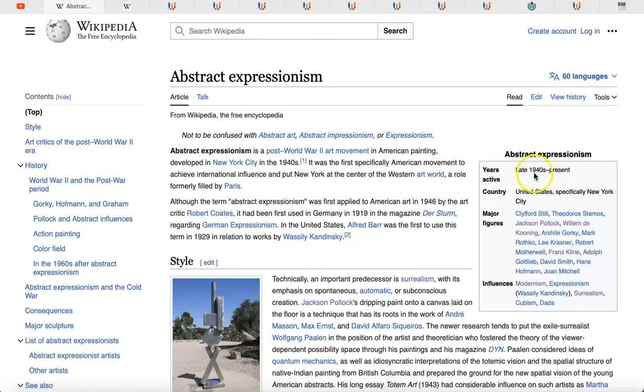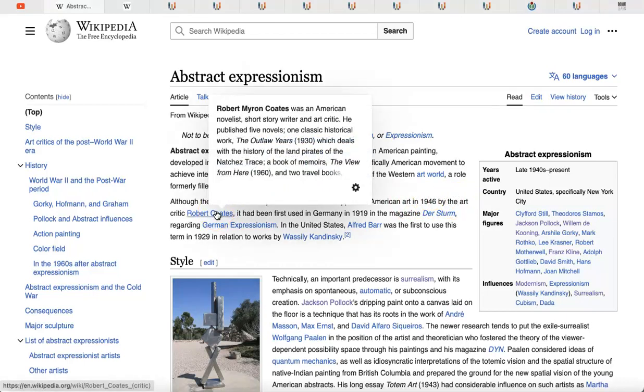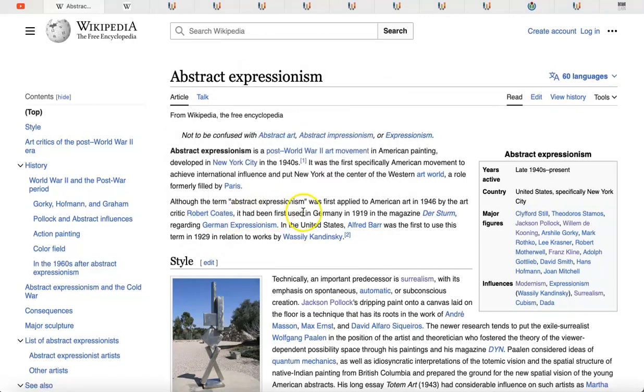Okay, and look at the sidebar over here. It says years active, late 1940s until the present. I didn't even know it was still going on. It says here, although the term abstract expressionism was first applied to American art in 1946 by the art critic Robert Coates, it had been first used in Germany in 1919 in the magazine Der Sturm regarding German expressionism.